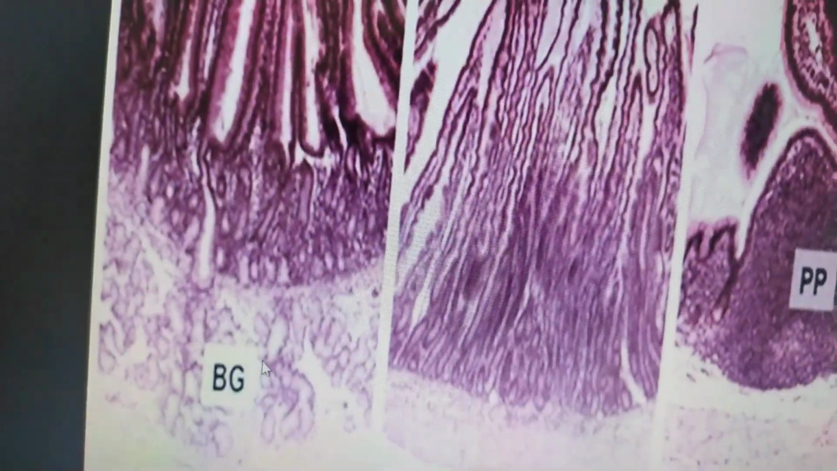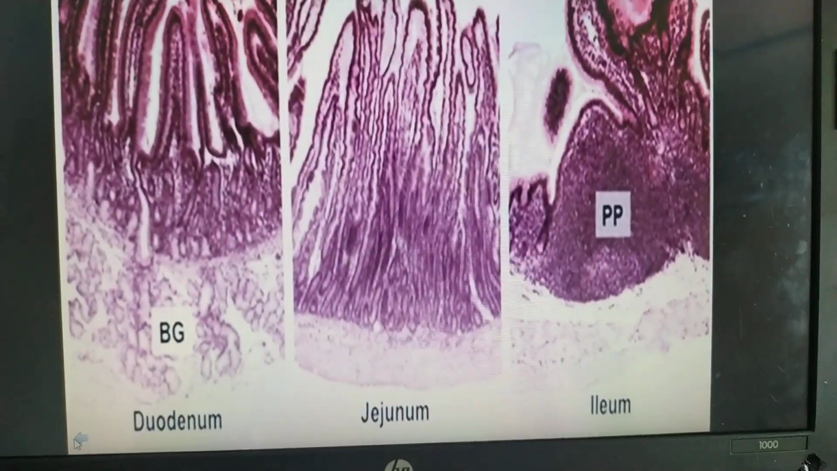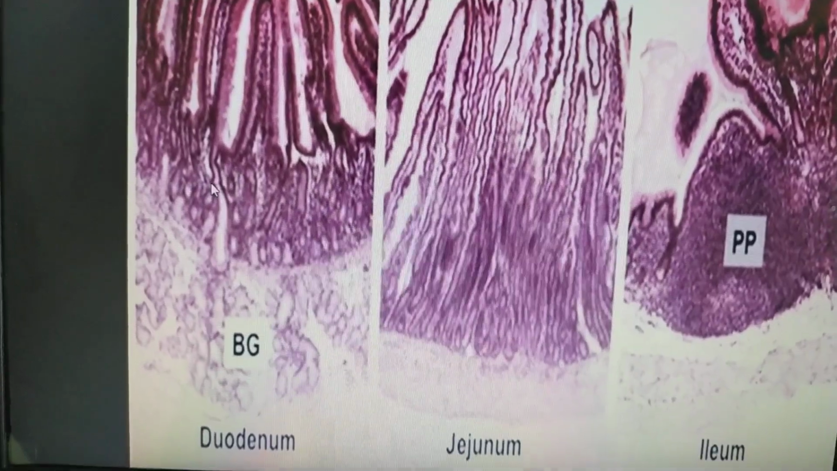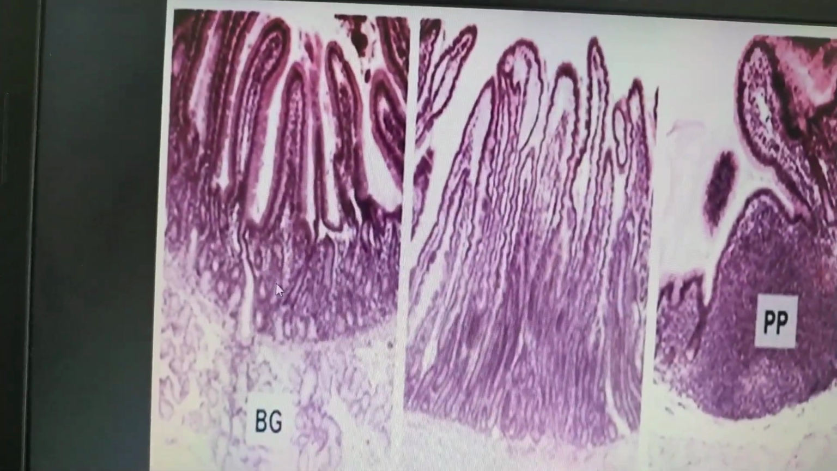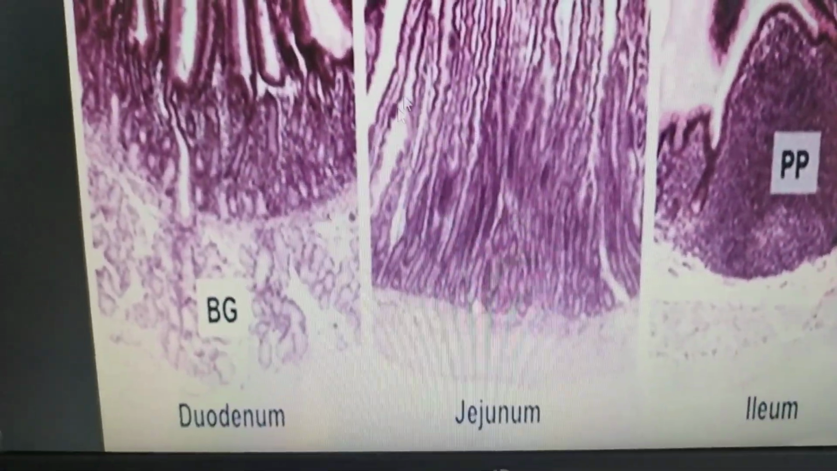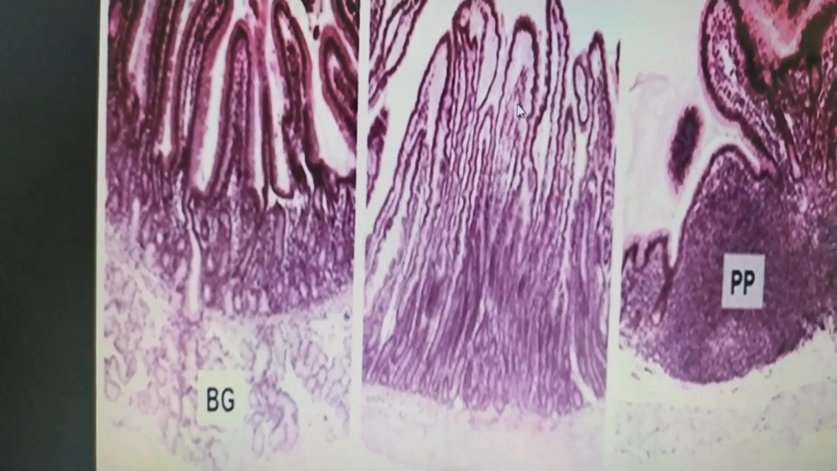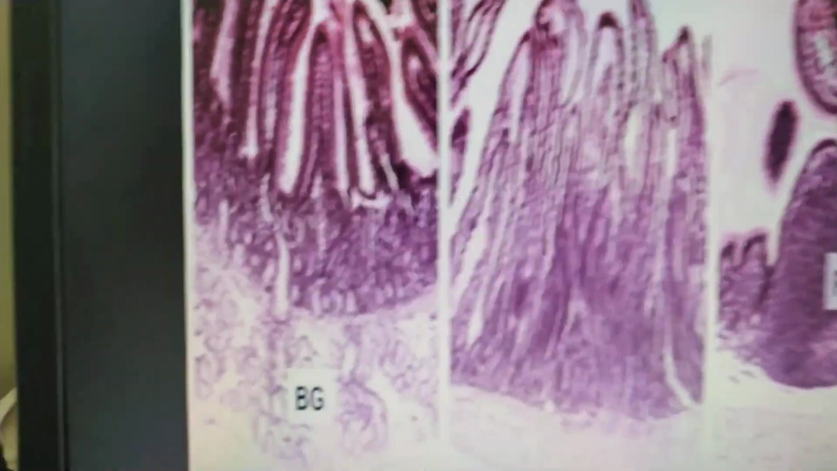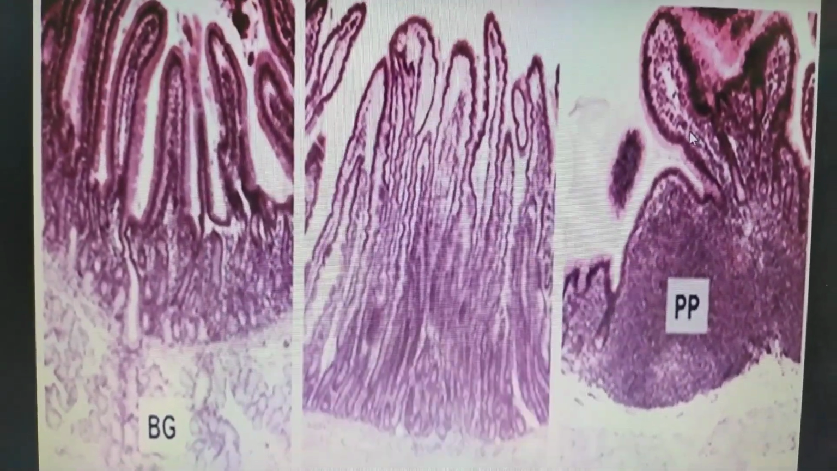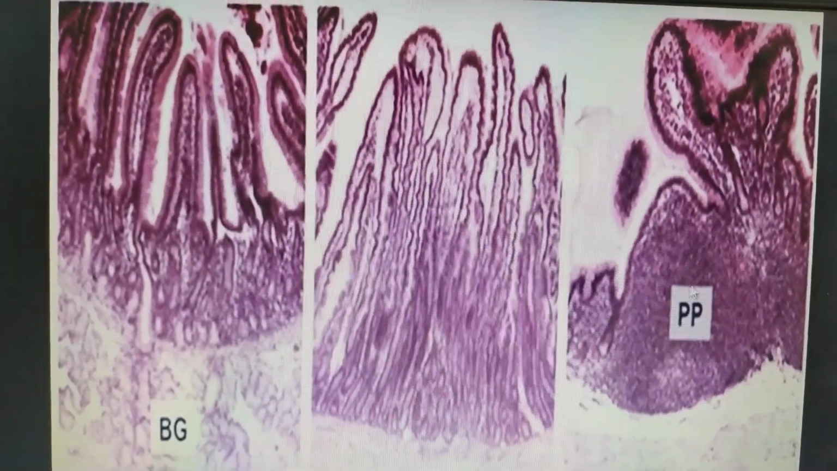Okay, so here I am showing you the histological difference of the slide of the duodenum, jejunum and the ileum. Now here you can see this is the slide of the duodenum, in which you can see the Brunner's glands are present in its submucosa. Now in the jejunum the villi are more in number, longer, and leaf-like, while in the ileum you can see the villi are shorter in length, finger-like, but Peyer's patches are present in the ileum.